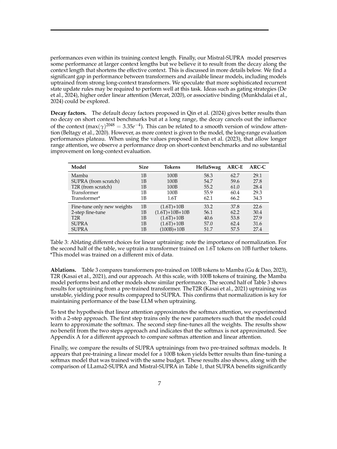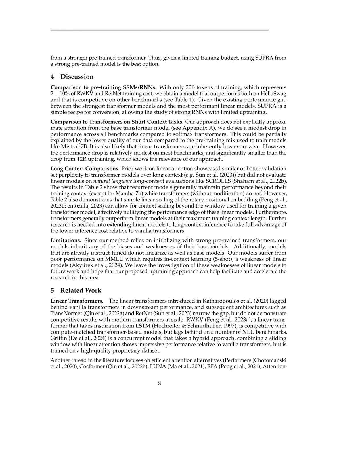The limitations mentioned in the paper regarding the proposed method SUPRA and its comparisons to other models like T2R and Mamba include the following. 1. Performance drop. The paper notes a modest drop in performance across all benchmarks compared to softmax transformers when using SUPRA. This drop could be partially attributed to the lower quality of the data used compared to the pre-training mix for models like Mistral 7B. It also suggests that linear transformers may inherently be less expressive.